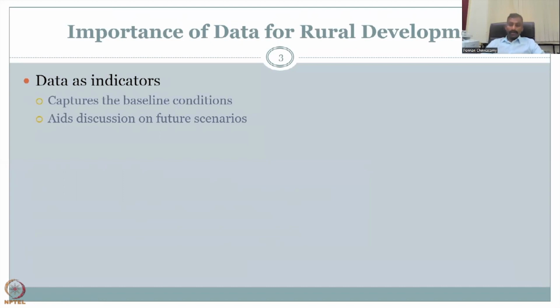What do you mean by baseline condition? Baseline is the stage at which you start, or you keep as an average. So you want to build on top of it. So only when you know what is the current status, you can build on top of it, right? And that is where data need is very, very high. The data is converted to information, and information can be converted to indicators, and these indicators capture the baseline condition.